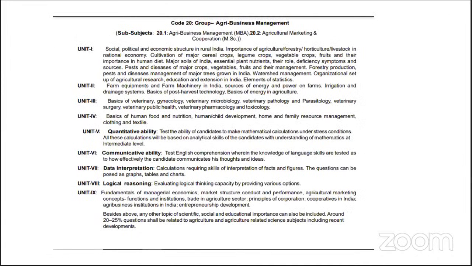So moving on to the second slide. In this we can see the common entrance syllabus for agribusiness management as well as agriculture marketing and cooperation. We have a list of 9 things, but out of all the 9, the last one is very, very important, as I told, that is managerial economics.